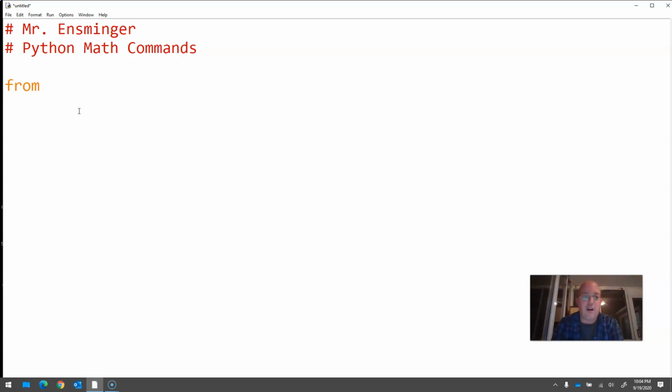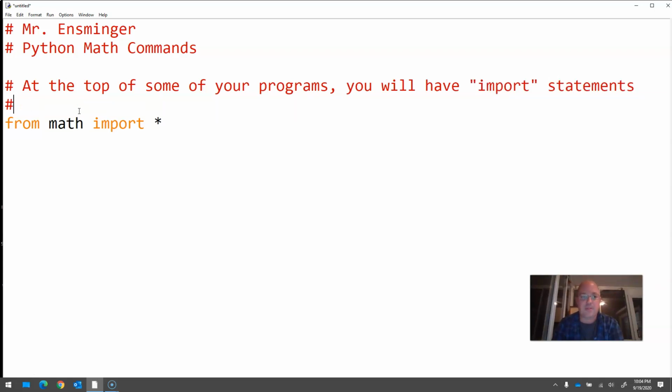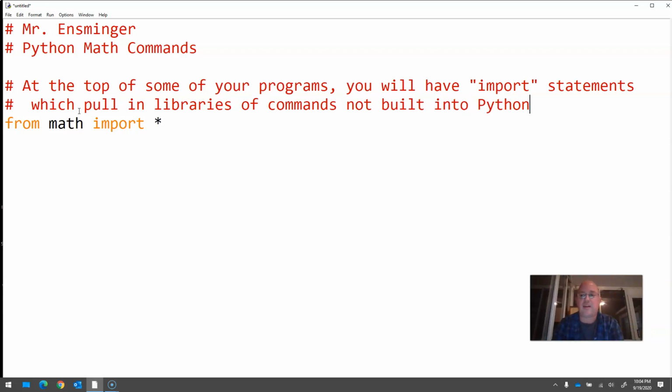So at the top of our programs, if we ever want to pull something in, we're going to say from, and then in this case, we're going to say math. And I'm going to import an asterisk. So again, at the top of some of your programs, you will have import statements, which pull in libraries of commands not built into Python.